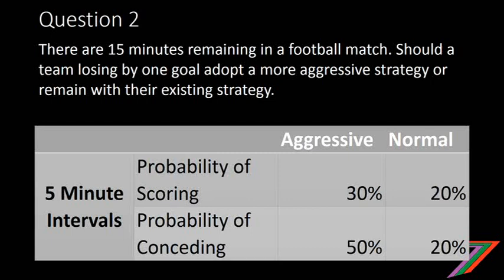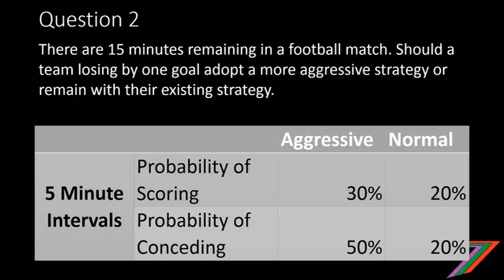On to our second question. This second question is very similar to the first question. So again, we have 15 minutes remaining in the game and the team is trailing by 1 goal. What's different this time are the probabilities. As you can see, the aggressive strategy now has a 30% chance of scoring in each of the 5-minute intervals and the normal strategy has 20%.